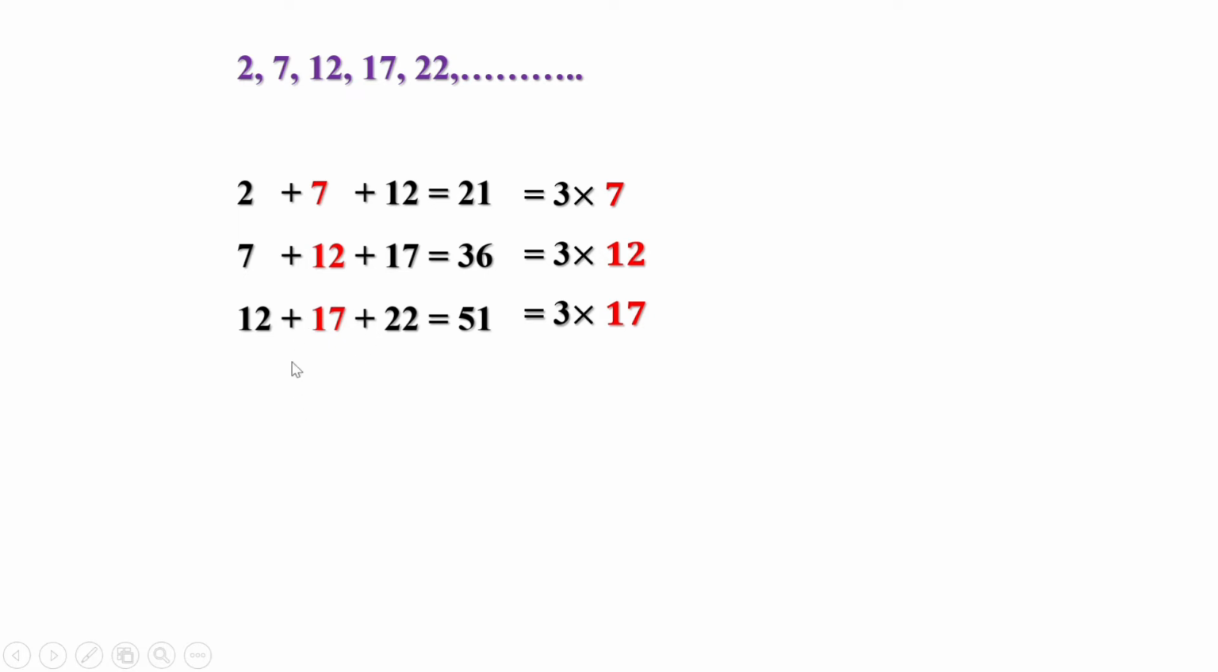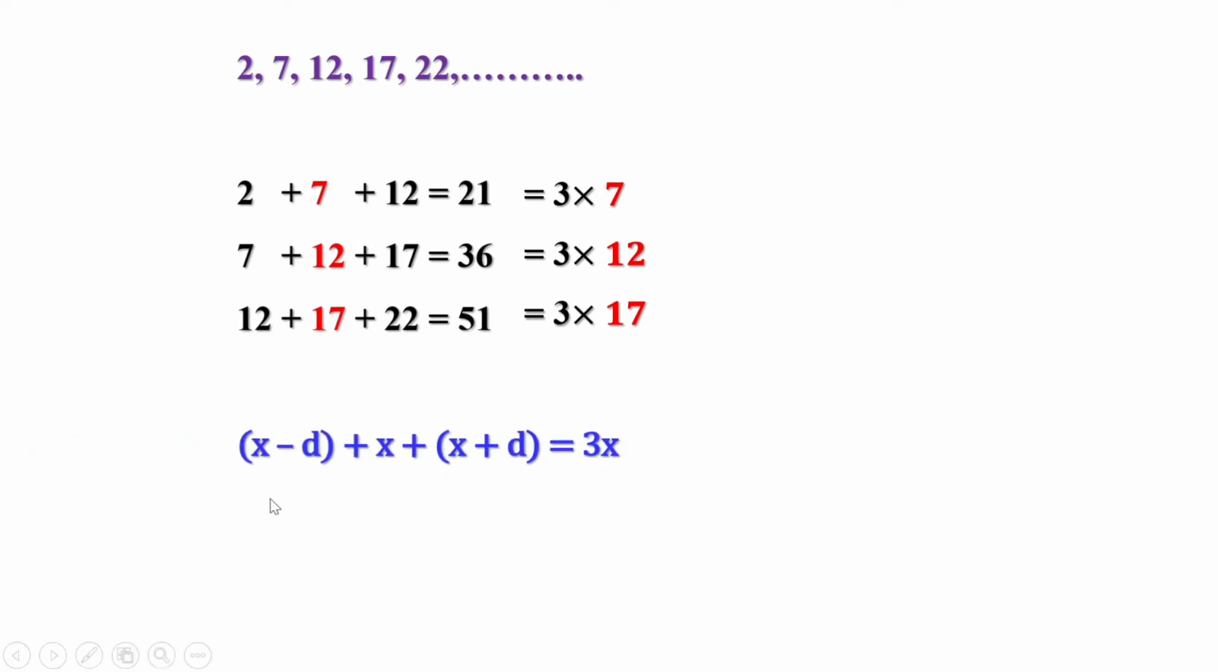Suppose the middle term is x. What is the next term? We know that by adding the common difference to a term, we get the next term. So the next term is x plus d. And subtracting the common difference from a term, we get the previous term. So the previous term is x minus d. So we can take three consecutive terms of an arithmetic sequence as x minus d, x, x plus d.